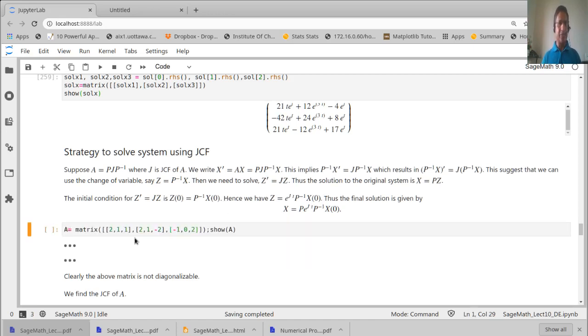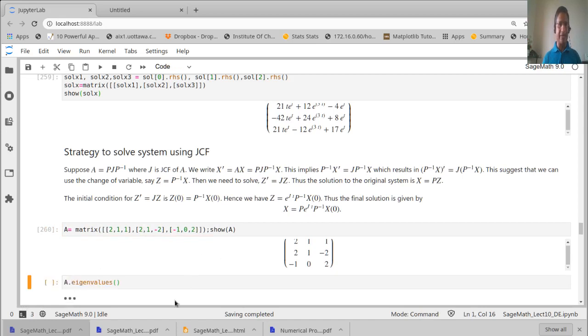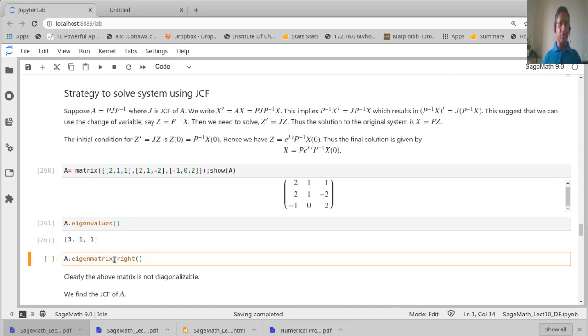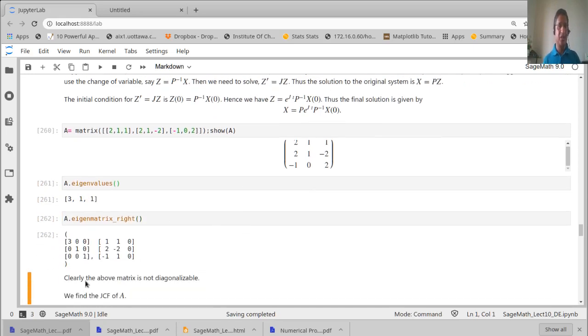So now suppose this is the matrix A. Let us find the eigenvalues and eigenvectors. This again has two eigenvalues, one is 3 of multiplicity 1 and another one is 1 of multiplicity 2. Let us see whether it has enough eigenvectors to be diagonalizable. In this case, the eigenmatrix of this is this matrix, which, you can see here, is not non-singular, since the last column is 1. Therefore, this matrix is not diagonalizable.